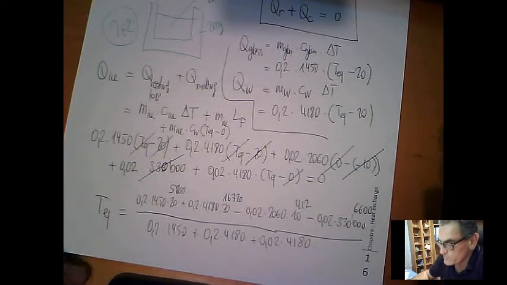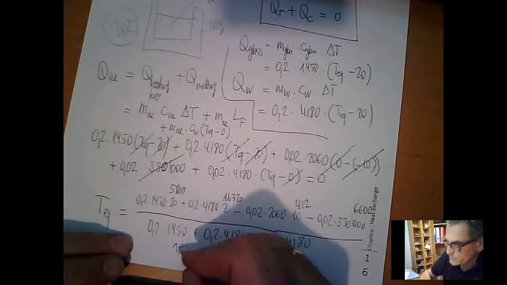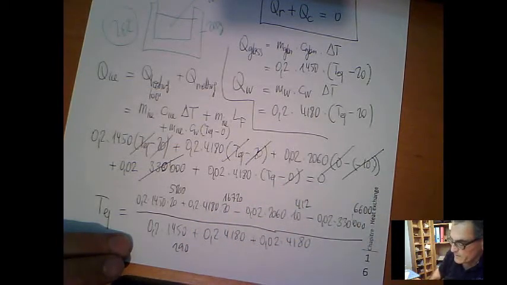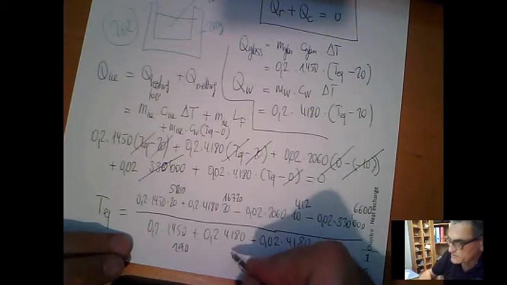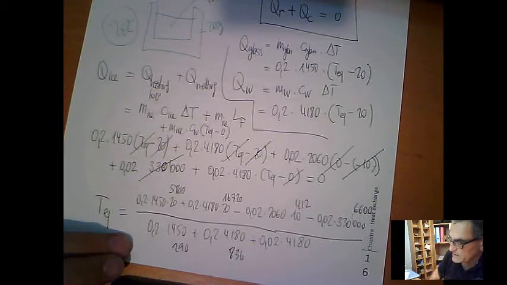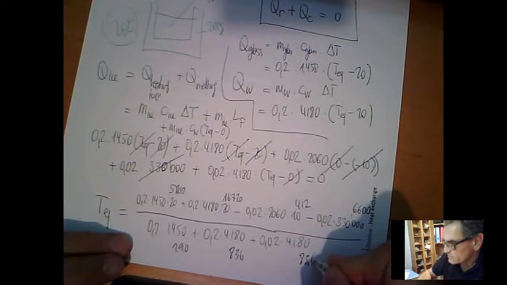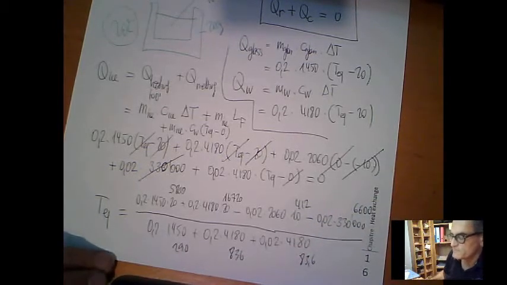Okay, the result is going to be positive. That's fine. And what do I have down here? I have 0.2 times 1,450, which is 290. I have 0.2 times 4,180, which is 836. And I have 0.02 times 4,180, so this is 83.6, right? Good. Now let's sum up all this.